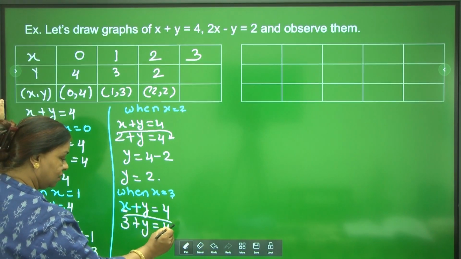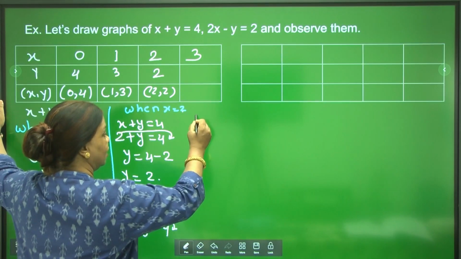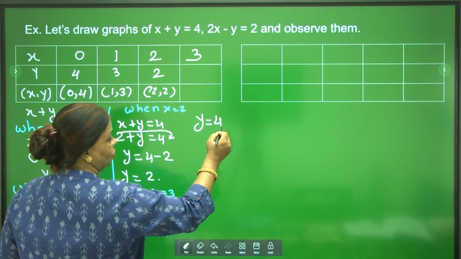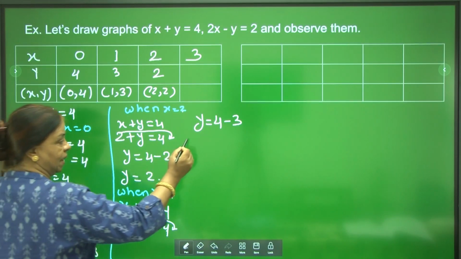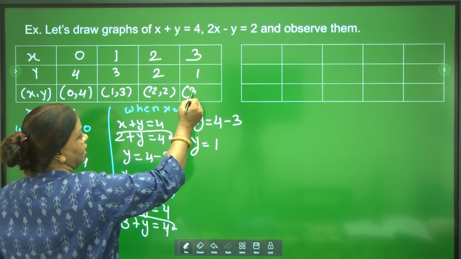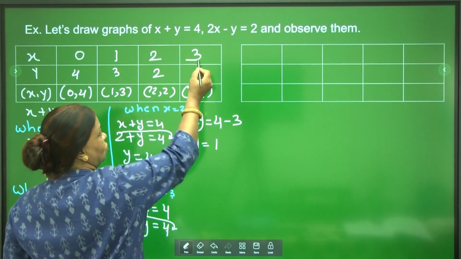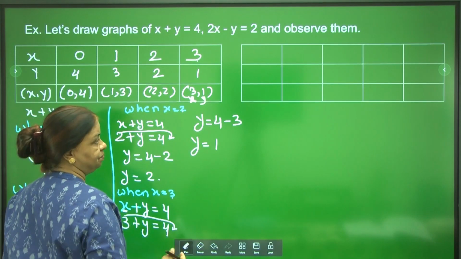3 will come here and get subtracted. So what value of y we will get? So we will get y is equal to 4 minus 3, because 3 I shifted that side, it will become minus. So y is equal to 1, and your coordinates are 3, 1. Always x will be here and y will be here. X coordinate will come first. This is x and this is y.